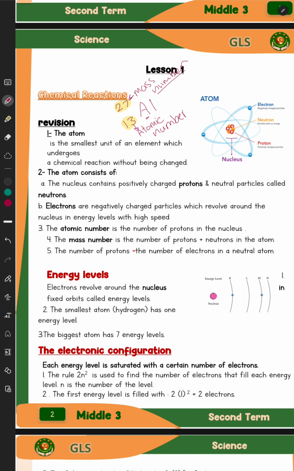Okay, what do these numbers mean? The atomic number means the number of protons, or the number of electrons. What about protons and electrons? We forget anything about that.